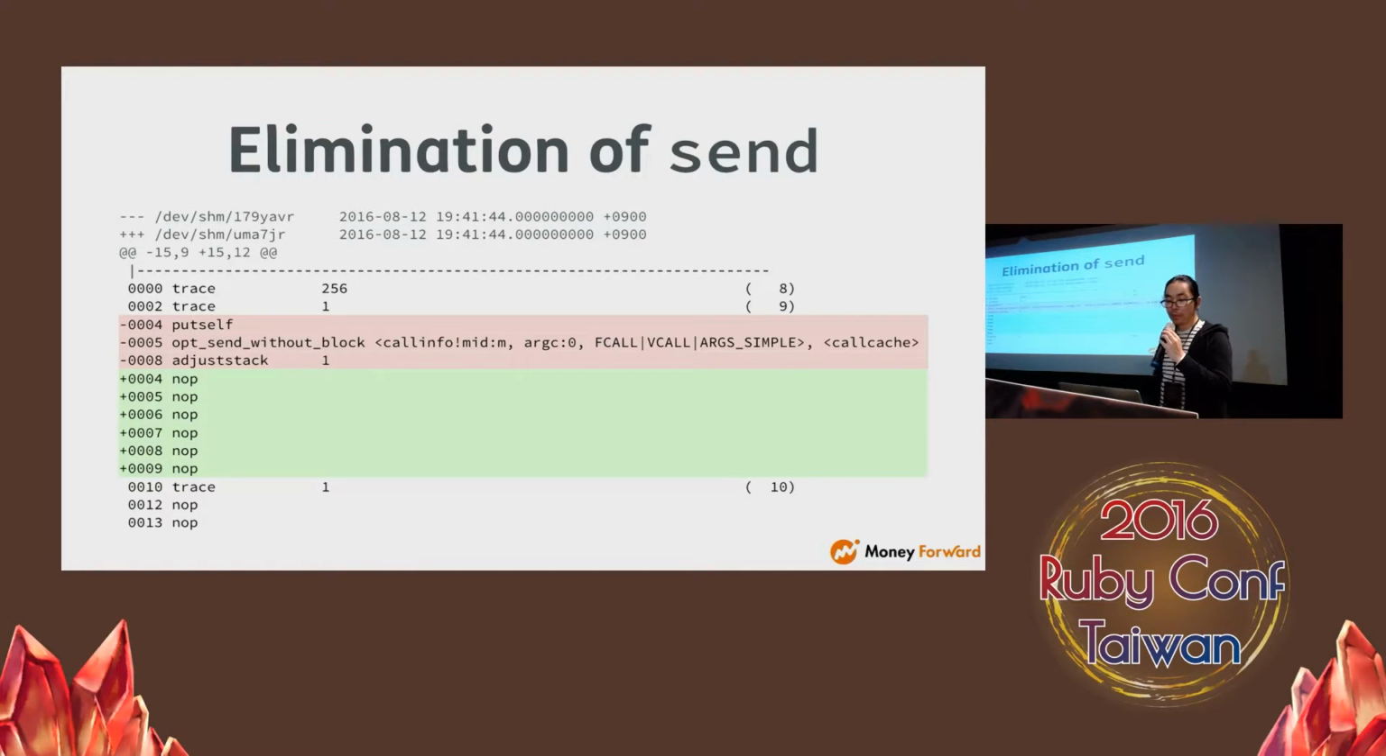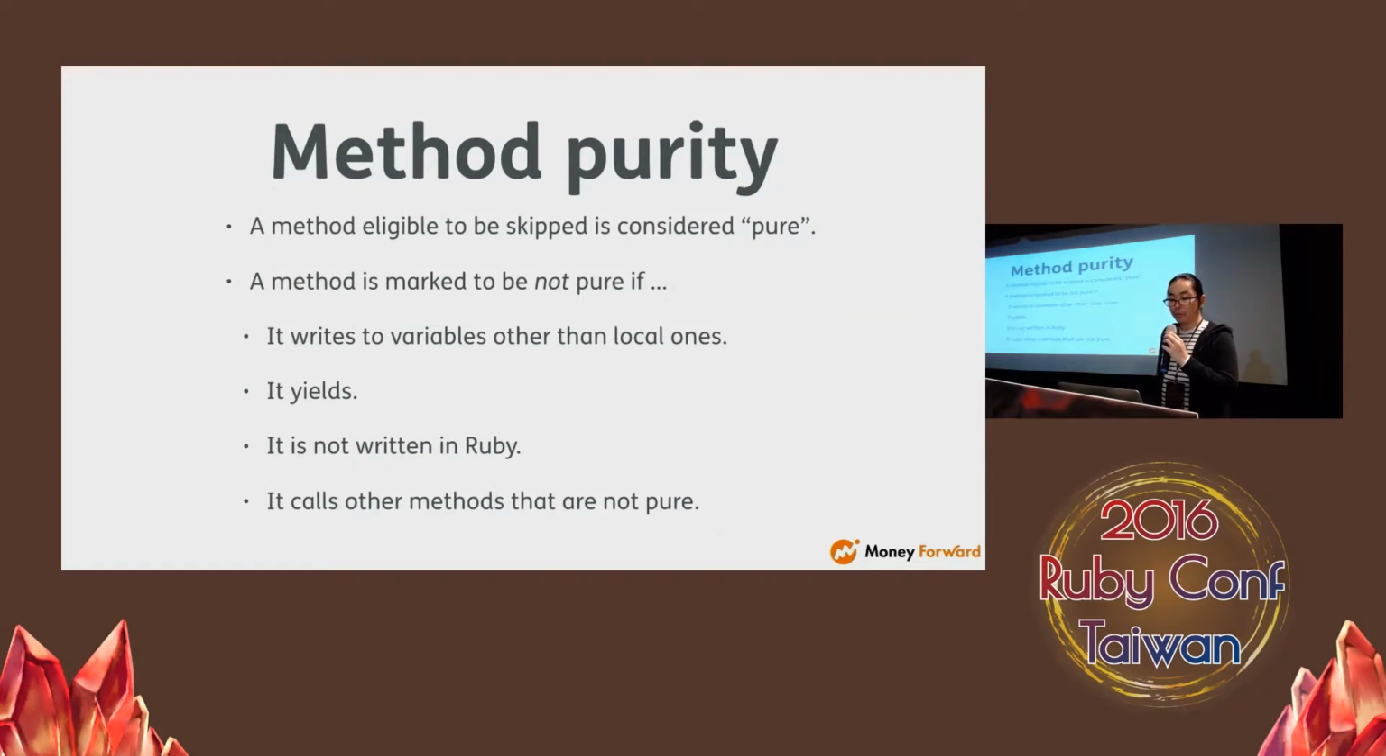Next, send elimination. In this example, we call method n of receiver self, but we are immediately discarding the return value by adjust stack 1. This is a waste, so we squash them into a series of nub. That optimization, however, is not always possible. It depends on how a method is called and how that method behaves.